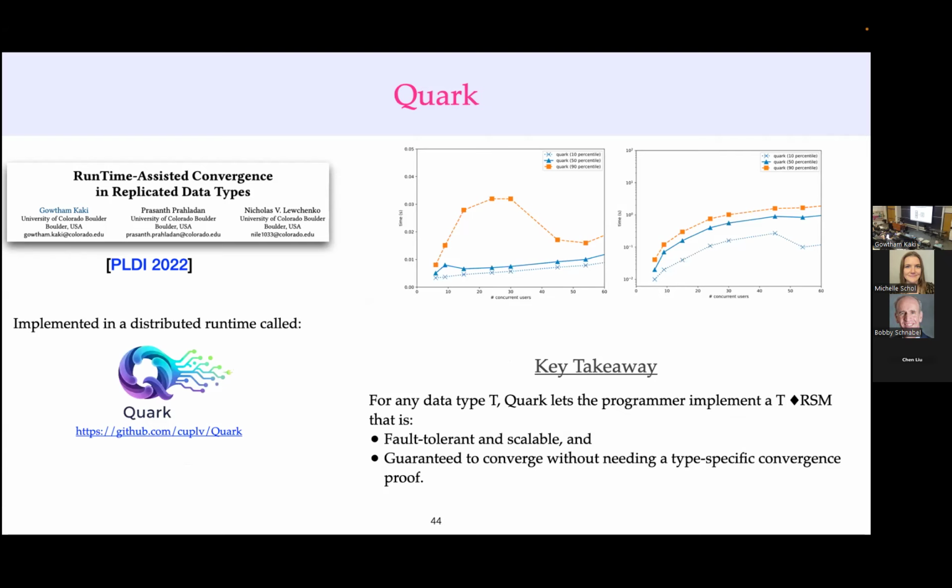The actual performance specifics are not important, but the key is that it scales quite well, right? So what's the key takeaway? For any data type T, Quark lets programmers implement a diamond RSM for the data type T that is fault tolerant and scalable, and that is guaranteed to converge without needing a type-specific convergence proof, right? So that is the key aspect. We do not force the programmers to write a convergence proof. Convergence is built into how the executions are manifested by the distributed runtime, right?